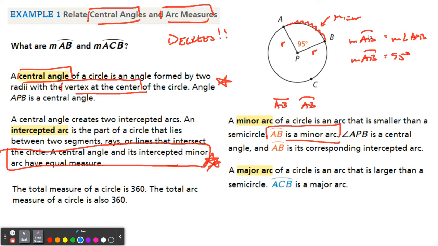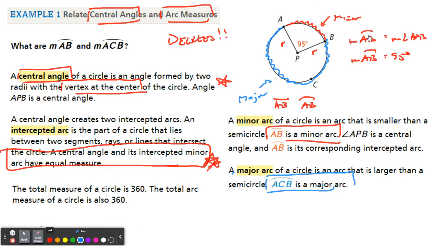Now a major arc would then be the opposite way, going around the figure in the other direction. Okay, it's going to be larger than a semicircle. So notice it's listed with 3 letters, ACB, so you know not to go to AB, but go to A, then to C, then to B. This is a major arc.